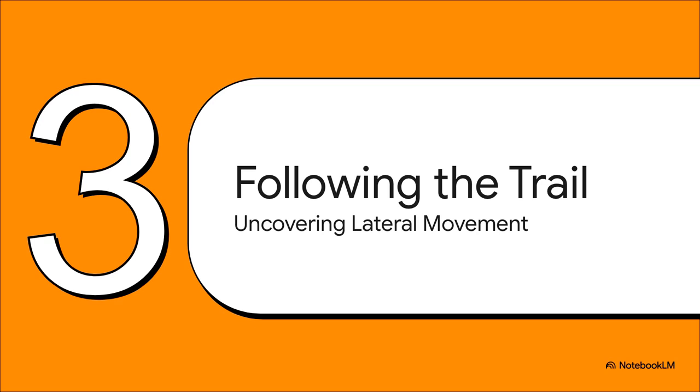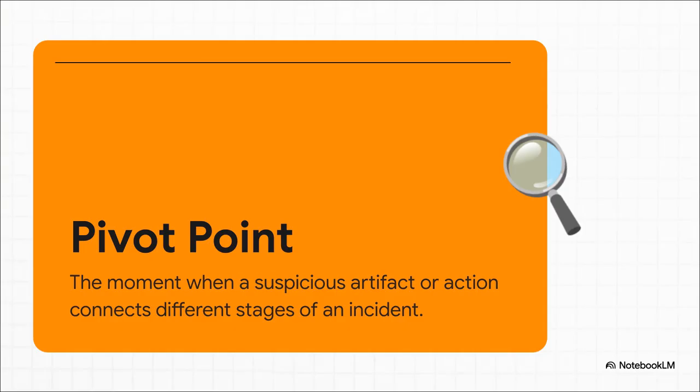So now we have our super timeline. And with this, we can do something really powerful. We can finally see if the attacker was happy with just compromising one machine, or if they used it as a launchpad to jump to other, more valuable systems on the network. We call this lateral movement. And to track that movement, investigators are hunting for one thing: a pivot point.